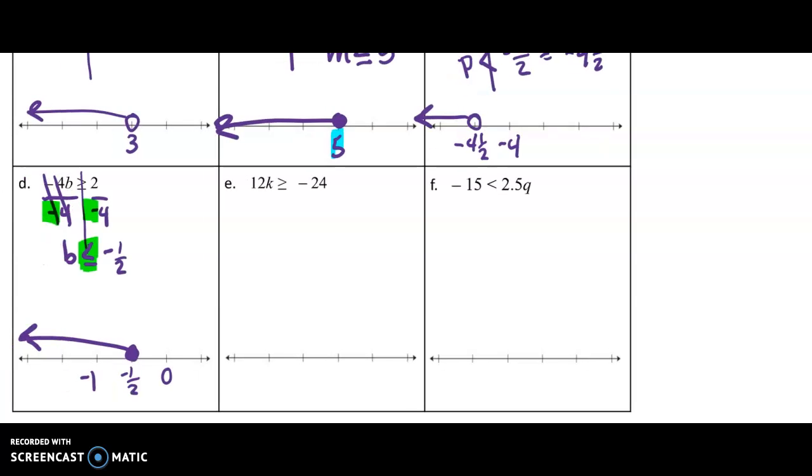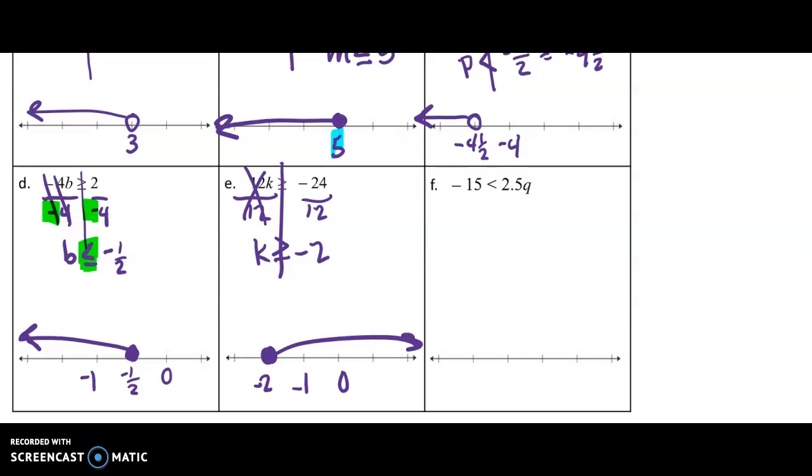So again, we are going to draw our line. We're multiplying by positive 12, so I divide by positive 12. I divided by a positive, so my inequality is going to stay the same. These cancel, and I have k is greater than or equal to negative 2. So it's a closed circle at negative 2, and this time it's pointing to the right, so I'm going to the right.